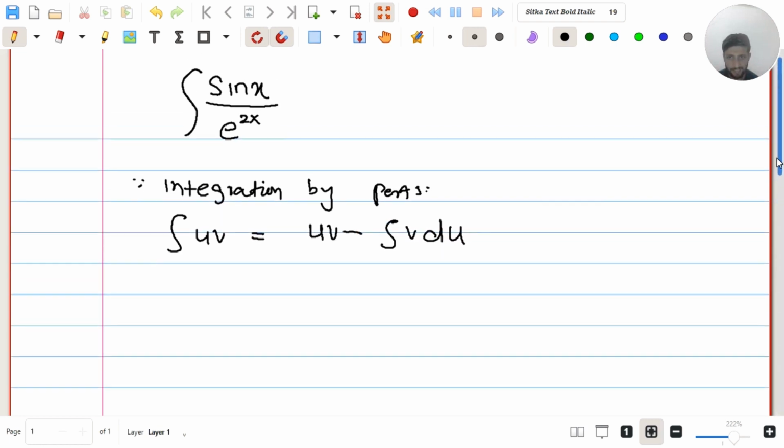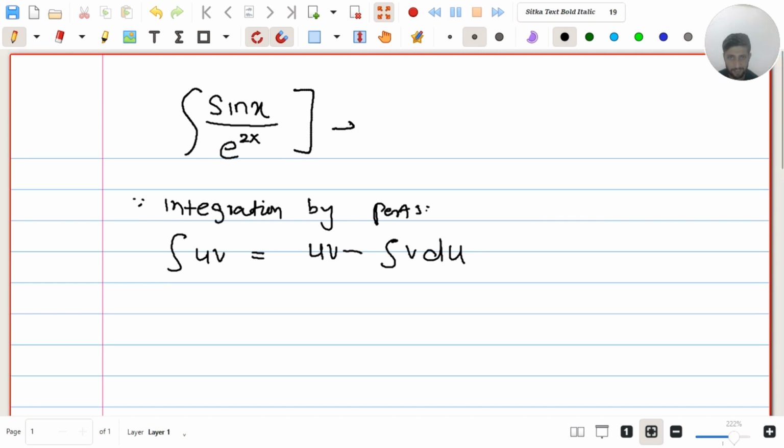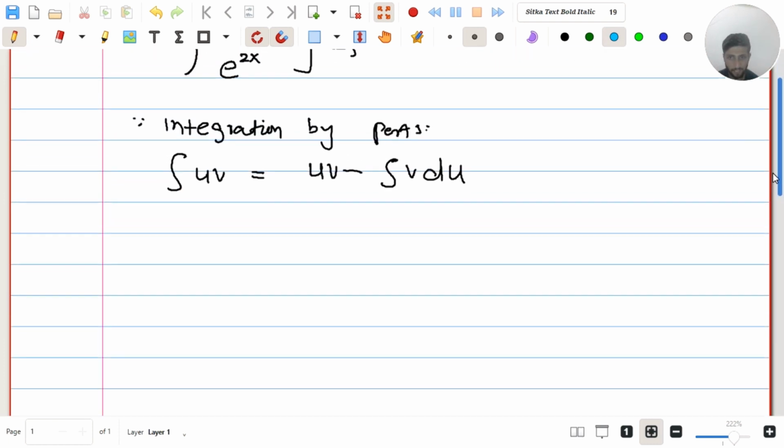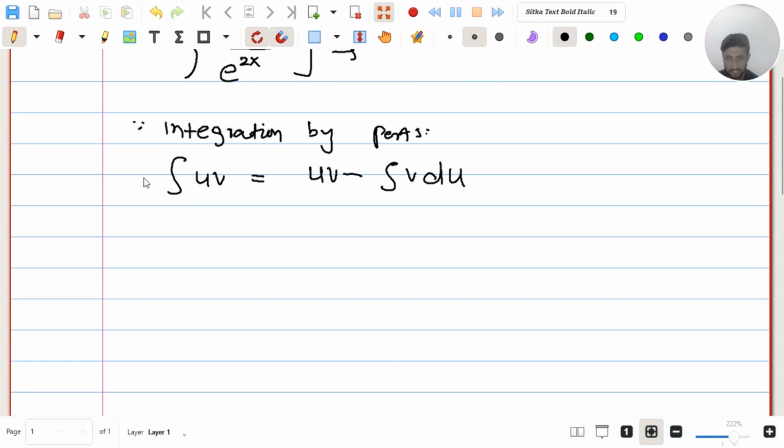So I can write this integral as the integral of e to the power minus 2x into sine of x. So I flip the denominator. Now I suppose that u is equal to sine of x, and then dv is equal to e to the power minus 2x dx.